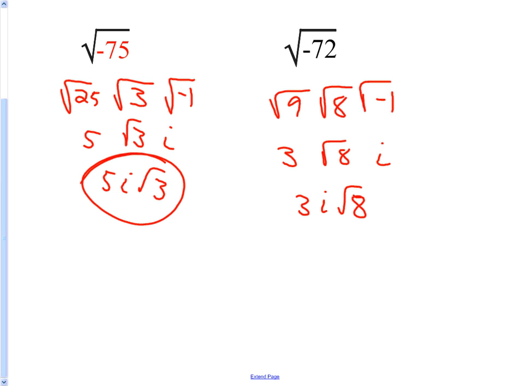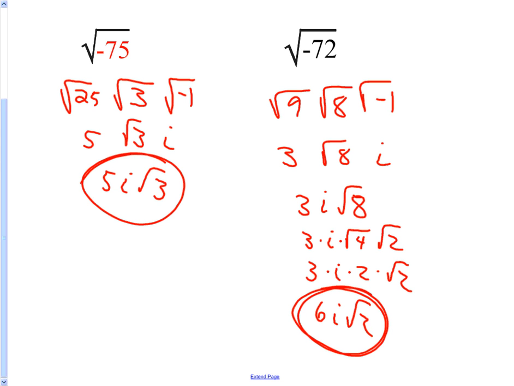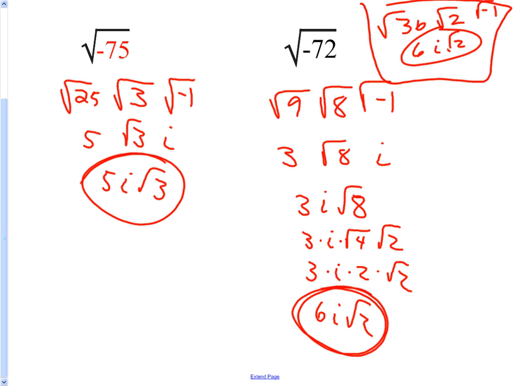So I got to go square root of 8 breaks into square root of 4 and the square root of 2, and then 3 times i times 2 times the square root of 2 makes 6i root 2. Now if you noticed right off the bat that this was square root of 36 and square root of 2, then that makes the whole thing a lot easier, because then it's just 6i root 2 right away. So which would you rather do? You like this one better? Of course, just shorter. Everybody likes to do less work.